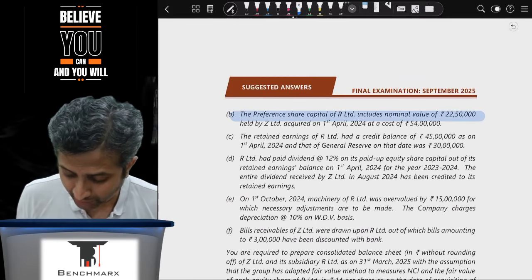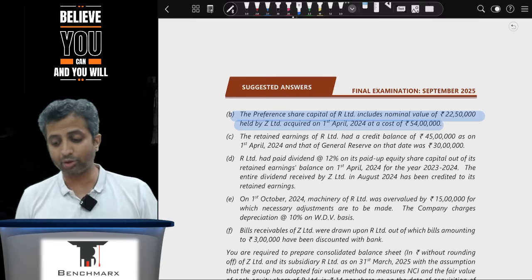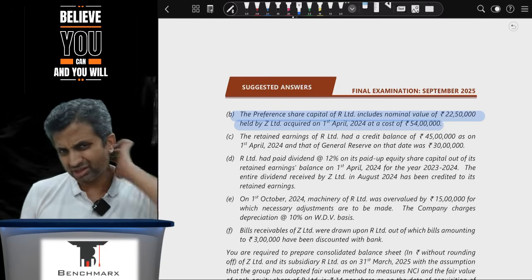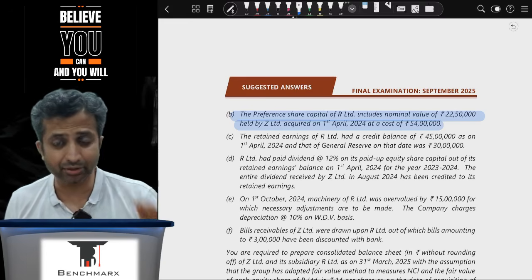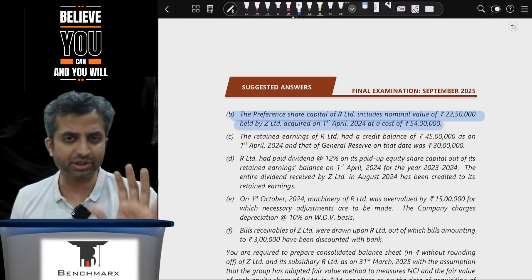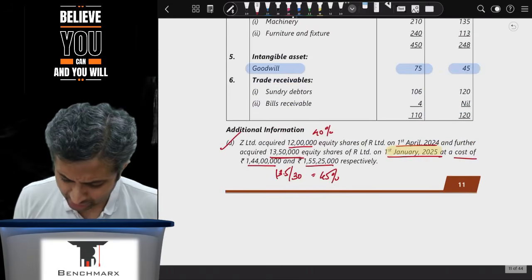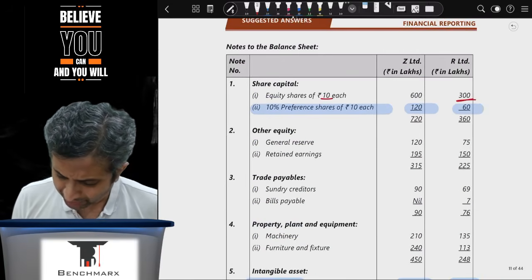So the preference shares of R include preference shares with nominal value of 22.5 acquired on 1st April 24 at a cost of 54 lakhs. So this adjustment the institute has done in a particular way, and I will tell you what is to be done because this is the only question which is a reference base for preference shares. So there is an adjustment pertaining to preference shares over here.